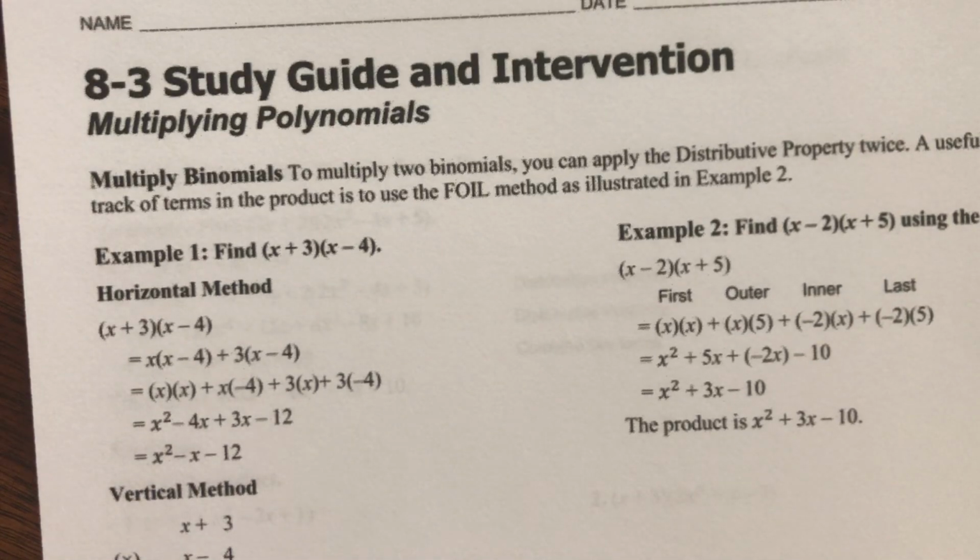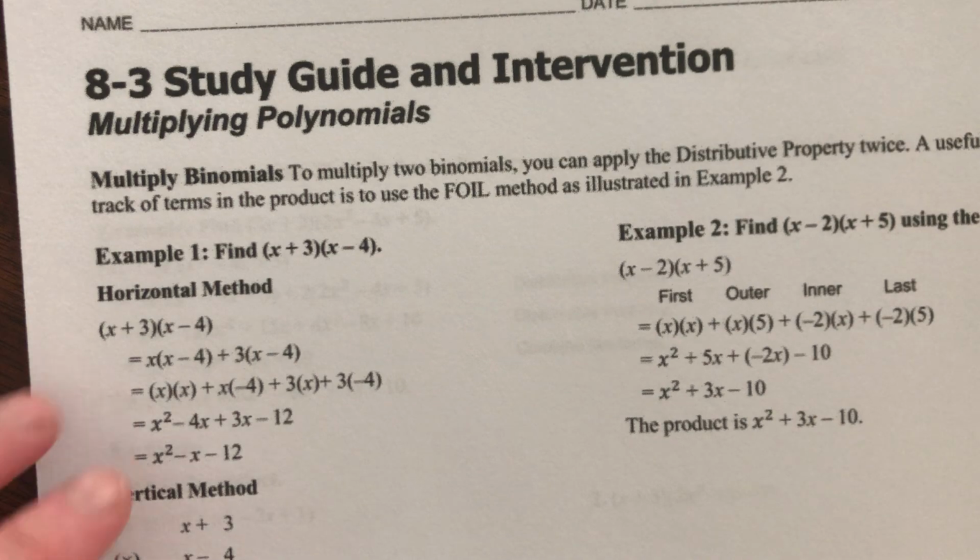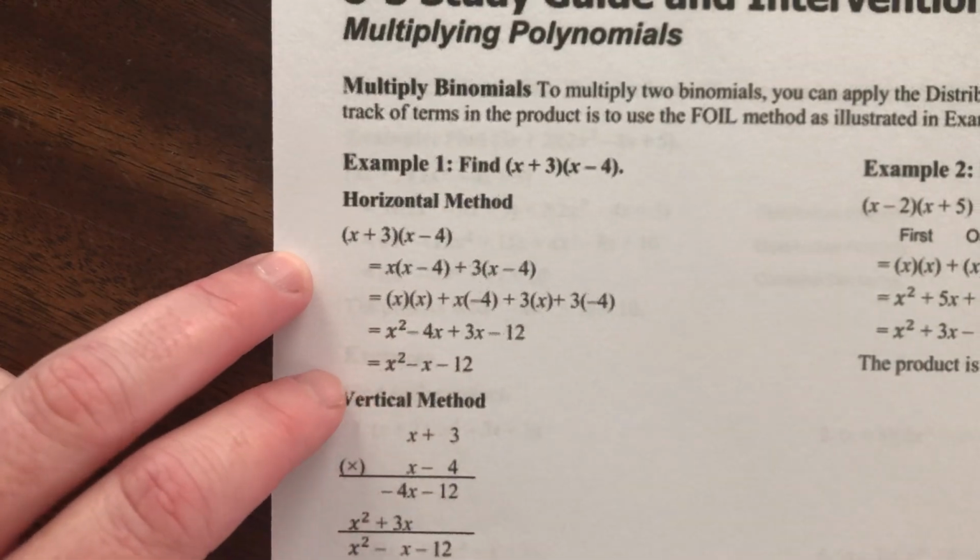All right, in this video, we're going to be going over lesson 8-3, multiplying polynomials, and we're going to start with binomials, right? Two-term polynomials. So to multiply two binomials, you can apply the distributive property twice, or you can cut straight to the FOIL method, which is a variation of the distributive property, okay? So we're gonna start with the distributive property.